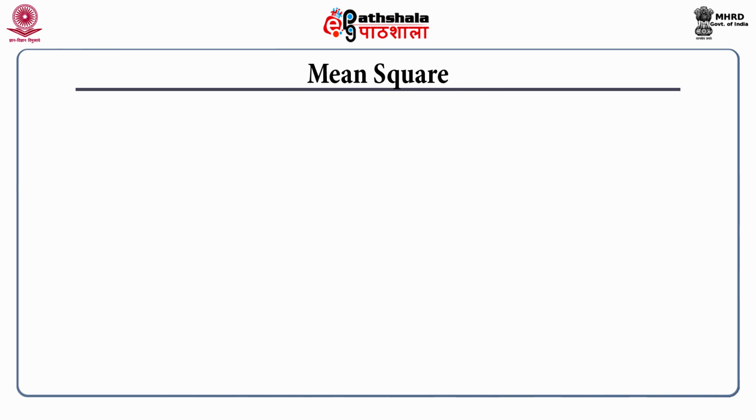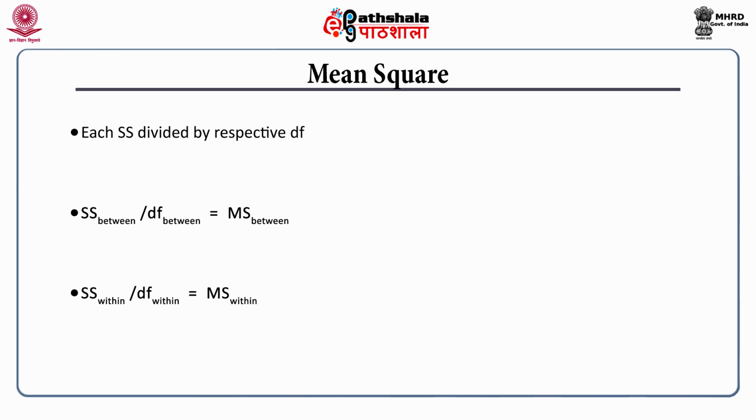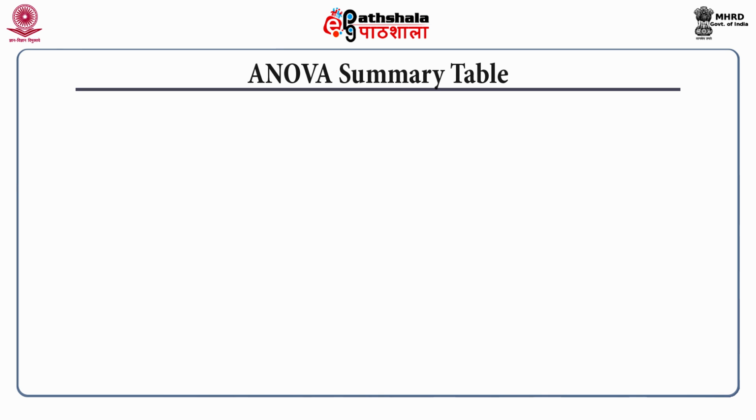Now the next step is to calculate the mean square. Each SS we have to divide by the respective degree of freedom. So sum of square between divided by degree of freedom between will be mean square between. Sum of square within divided by the degree of freedom within is equal to mean square within. Now the ratio of these mean squares, that is mean square between divided by mean square within, is called the F ratio. So this final F ratio is the ANOVA test statistic.